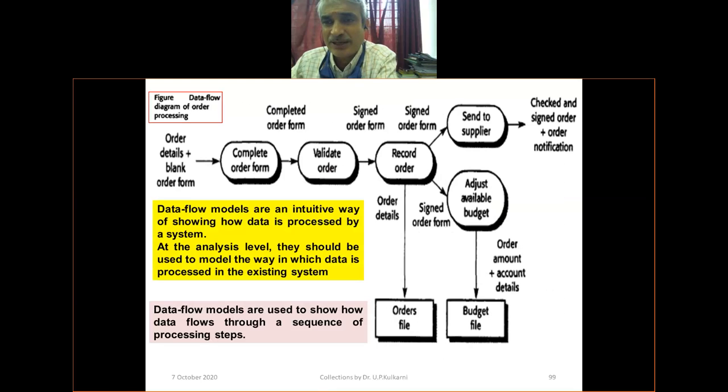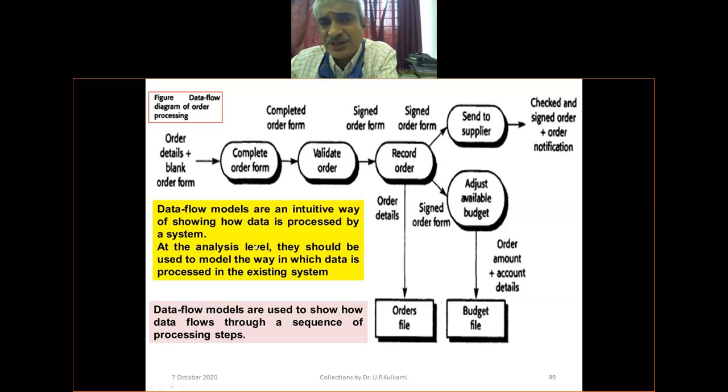Okay, you will be preparing. Please, all of you work out this example, whatever Ashish has now recorded. The solution will not be discussed, right? Now, let's look into the example given in the textbook. So, data flow diagram of order processing.